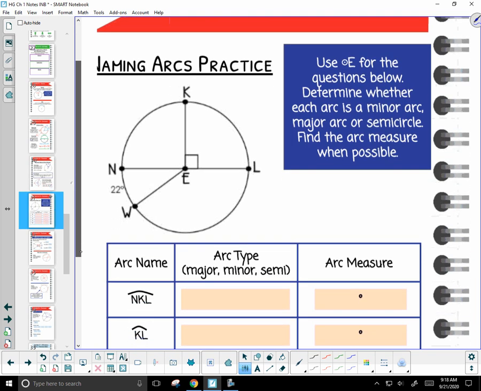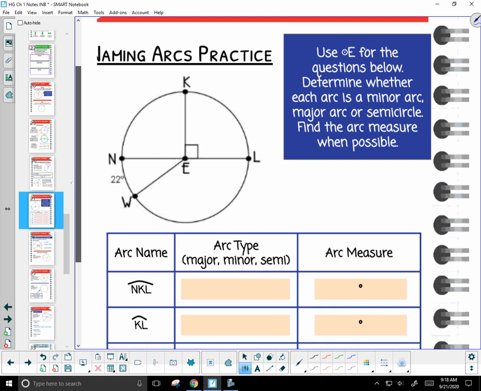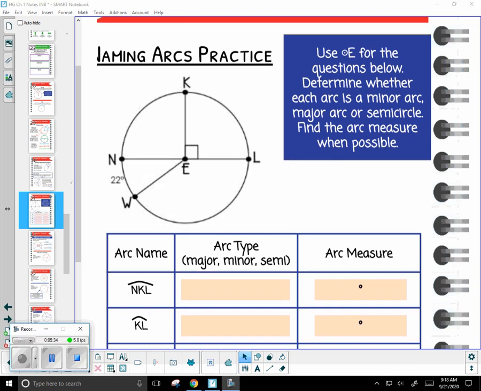Now I want to give you a minute to look at this. We're going to have circle E here, and we'll use circle E to answer these questions below. I'm giving you an arc name. I want you to classify it as major, minor, or semicircle, and then put the arc measure in there, with a little degree symbol. We'll give you a couple minutes to look at that, and then we're going to go over it together.